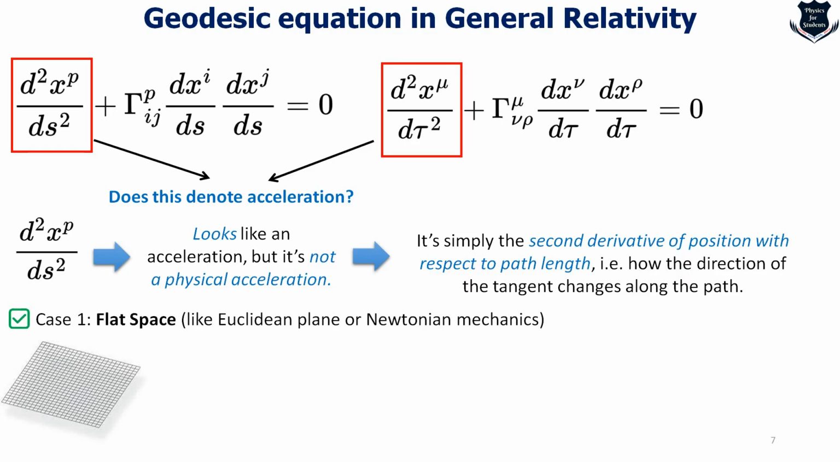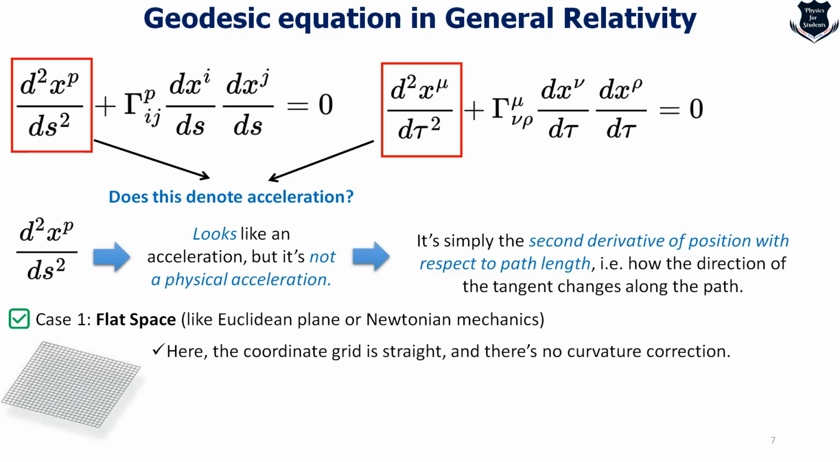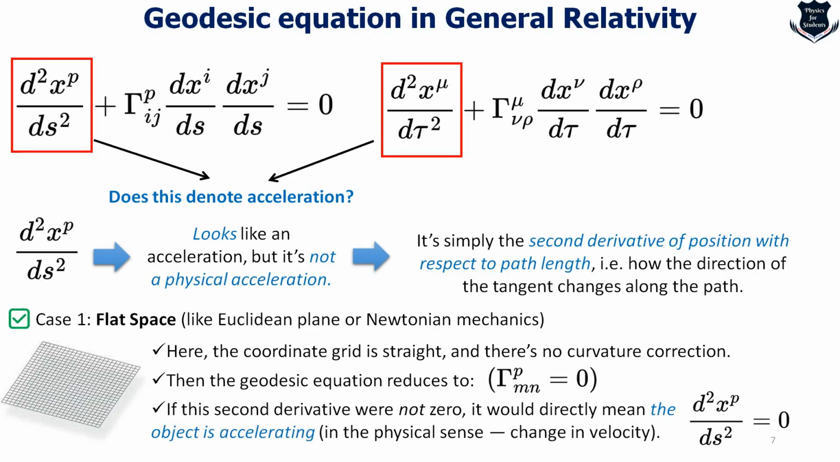Now if I take two cases, for example, case 1 where I am taking a flat space or a Euclidean space, then here the coordinate grid is straight. Obviously you can see there is no curvature correction. So the geodesic equation or the Christoffel symbols don't need any corrections, so they reduce to 0. If this second derivative were not 0, it would directly mean that this object is accelerating in the physical sense, that there is a change in velocity. So first, if the coordinates are straight, the Christoffel symbols reduce to 0. If it was not 0, it would directly mean that the object is accelerating. This is in the case of a flat space.